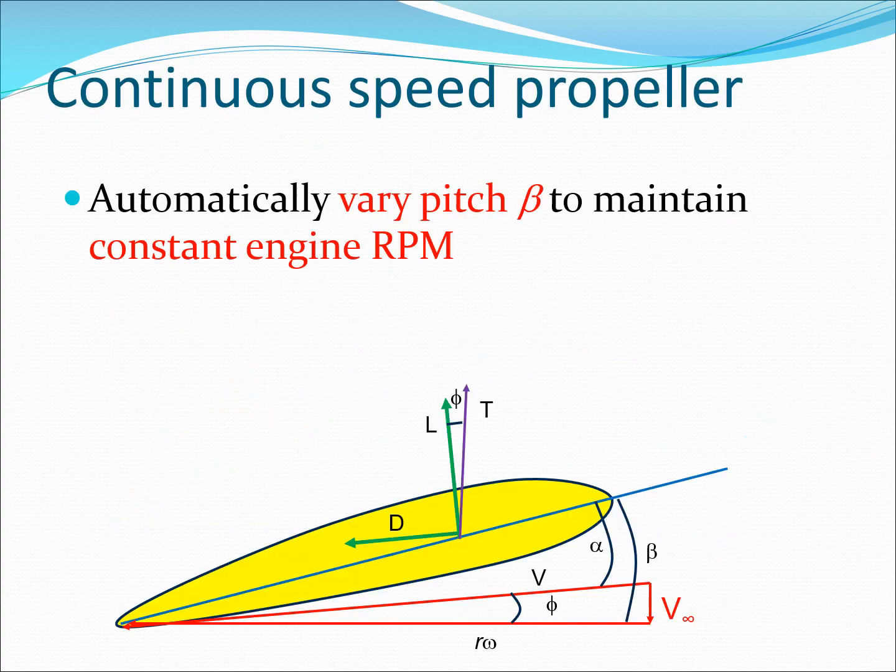Now there is one more concept which is widely used in propeller design, and that is the constant speed propeller. Here you automatically vary the pitch beta to maintain constant engine RPM, and this will take care of many of the problems which take place, because in general you want to have constant engine RPM. So if you are able to vary pitch accordingly, then you are going to get better performance out of this system.